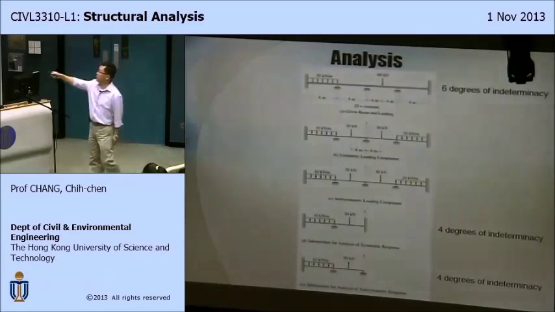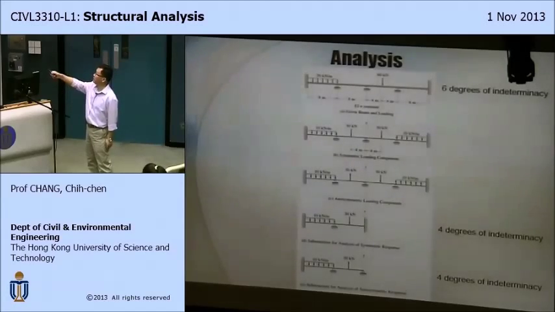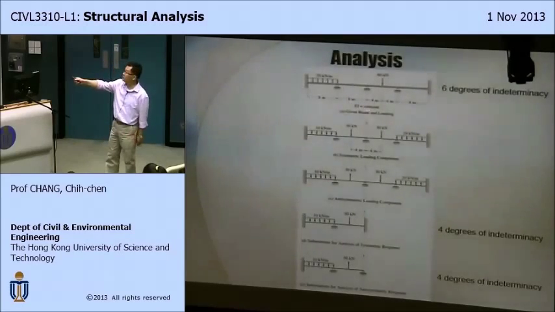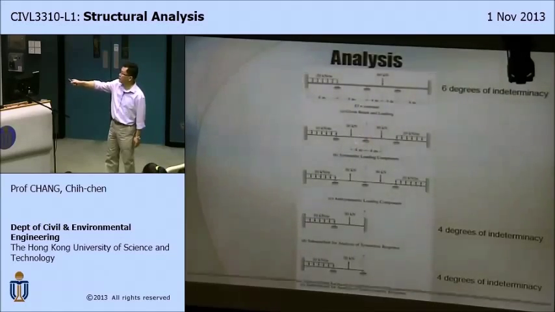So 6 degrees of indeterminacy. First, you decompose the loading. Now, the structure is symmetrical. So you decompose loading into symmetrical loads and anti-symmetrical loads. So you use the concept: cut the structure in half, like that, and utilize the properties there.